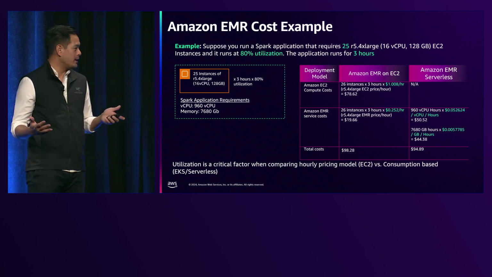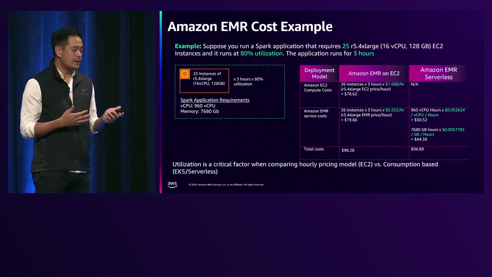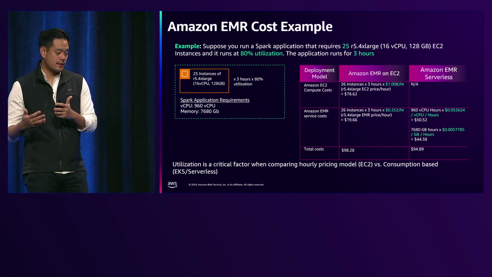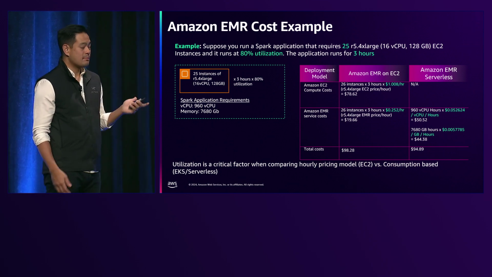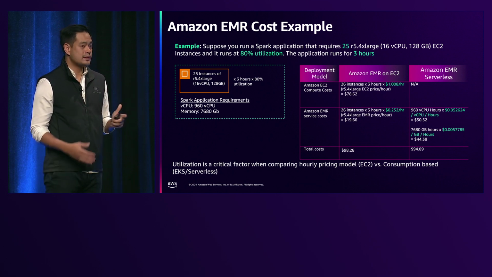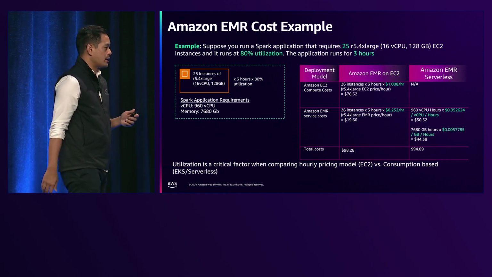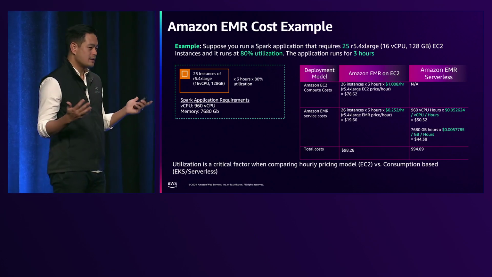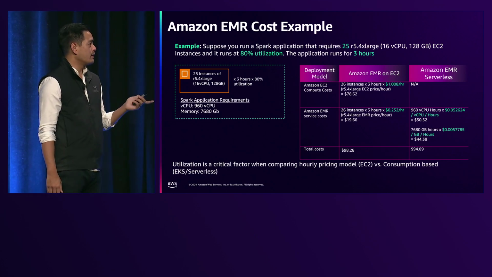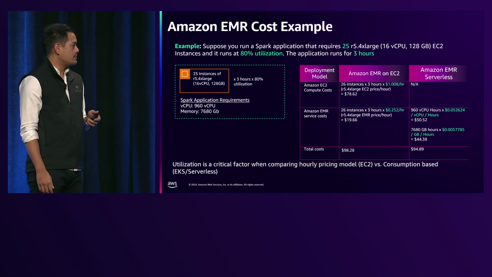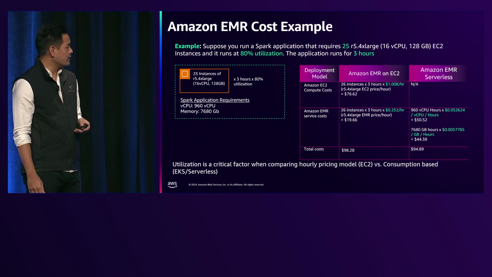So the key takeaway here is that utilization is a key factor when comparing hourly pricing models versus consumption ones like EKS and serverless. For example, if this workload was actually 50% and not 80%, your EC2 costs would still be the same because, again, it's not dependent on the usage. You're still paying that hourly rate, but your serverless costs would drop pretty significantly to around $70 or $60.